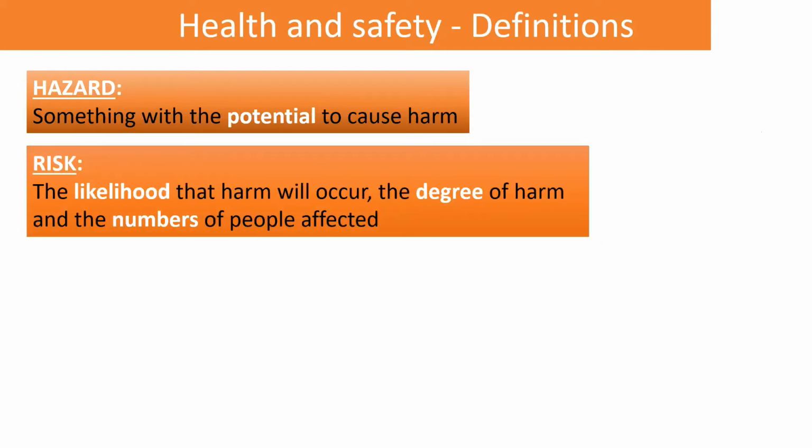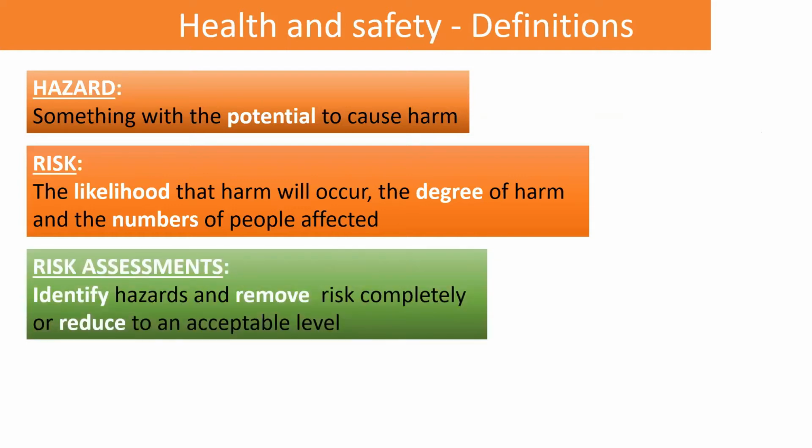Then we look at risk. So the risk is the likelihood that harm will occur, the degree of harm, and the numbers affected. So what I just showed you with the balance. So we take those things into account to decide on risk. And a risk assessment then is just a process of identifying the hazards and ideally removing the risk completely or reducing it to an acceptable level. That should be the end result of a risk assessment.